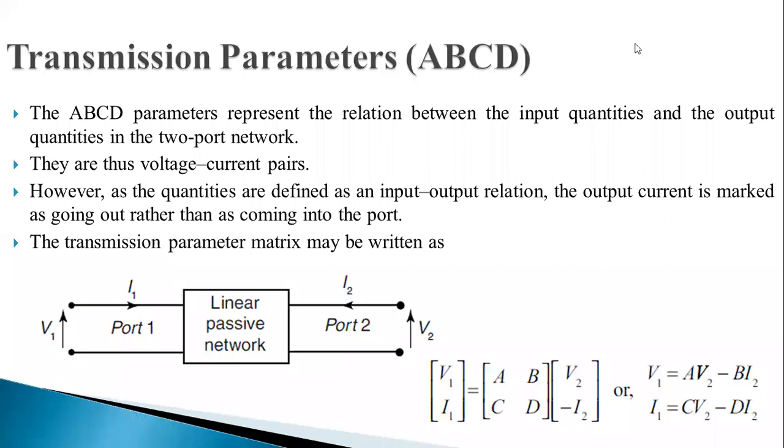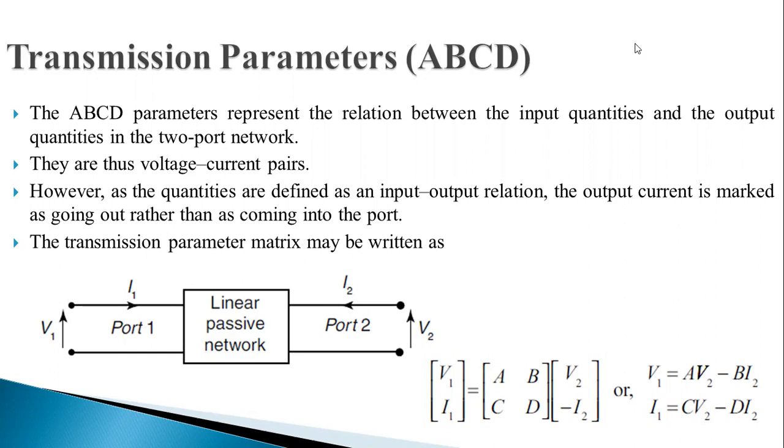The next topic is the transmission parameter. It is also called the ABCD parameter. The transmission parameters of a two-port network are defined by expressing the voltage and current of the input port in terms of the voltage and current of the output port. The quantities are defined as an input and output relation, and the output current is marked as going out rather than coming into the port.